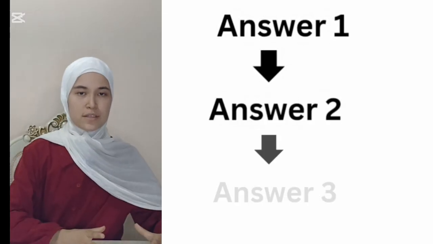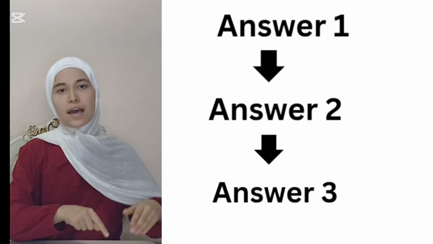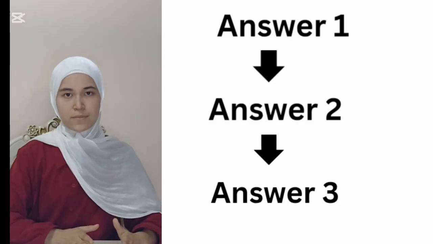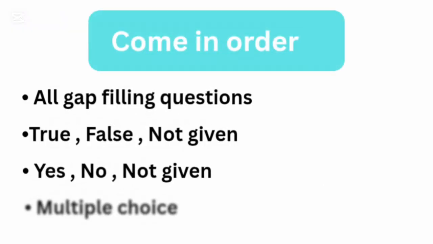In some questions, answers come in order. I mean, you can find the second question's answer after the first one's answer. The second answer comes after the first answer. The third answer comes after the second answer. And these are all gap-filling questions, true-false-not given, yes-no-not given, and multiple choice.